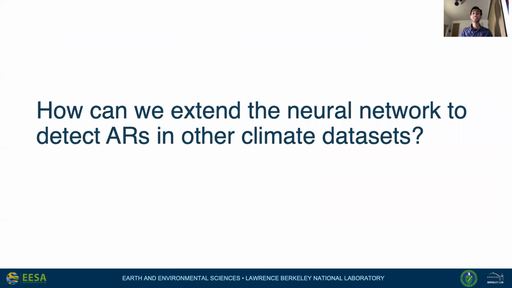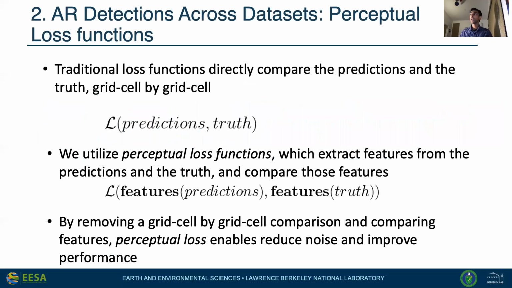Next, let's move on to the second criteria, which is how to extend the neural network to detect the same AR structure in multiple climate data sets. For this criteria, we had to identify 2 new machine learning techniques in order to successfully meet the criteria. First is perceptual loss functions.